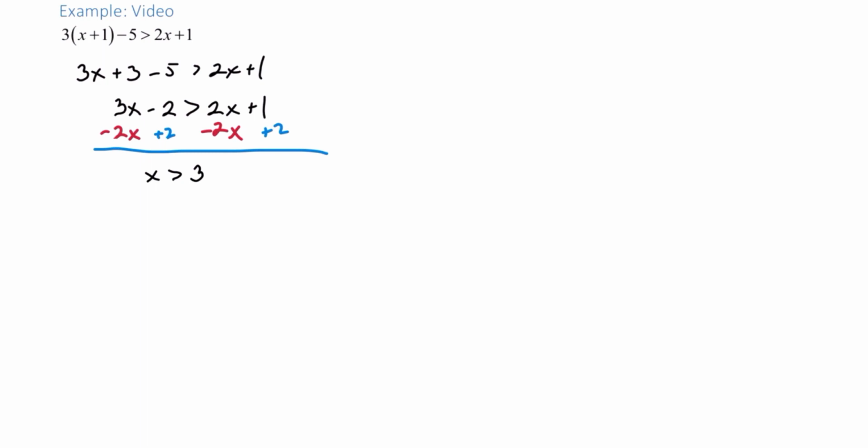To write our answer in set notation, we write all x such that x is greater than 3. If we were to graph this, we would have an open circle on the 3 and shade to the right. Open circle because we're strictly greater than 3, we're not including 3.